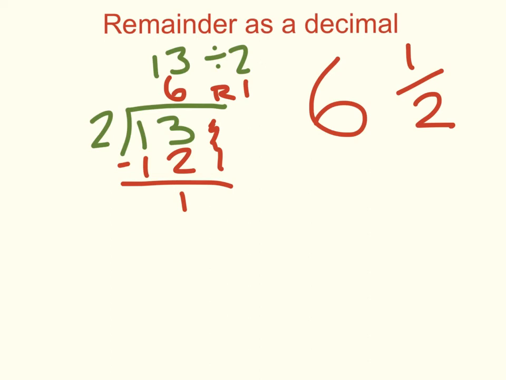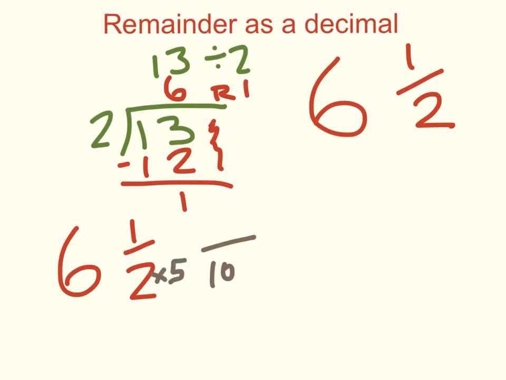Now, in order to write that as a decimal, I have 6 1/2. I have to get either a 10 or 100 in the denominator. So how could I get a 10 or 100 in the denominator? Well, I know that 2 times 5 gives me 10. So I'm going to multiply my numerator by 5. 1 times 5 is 5. So now I have 5/10. And 5/10 is written like 0.5.